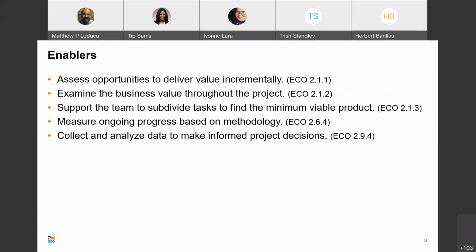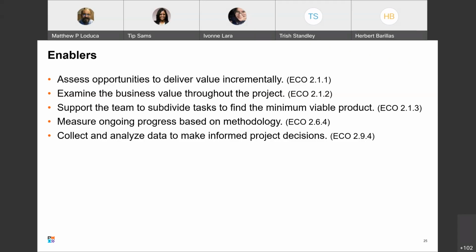So we're going to set opportunities to deliver value incrementally. We're going to examine the business value throughout the project, and support the team to subdivide tasks to find the minimum viable product. I've talked about that before, but we'll go into that some more. Measure ongoing progress based on the methodology. Collect and analyze data to make informed project decisions. All right.